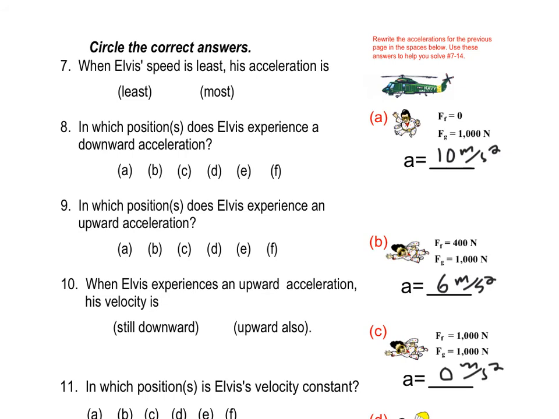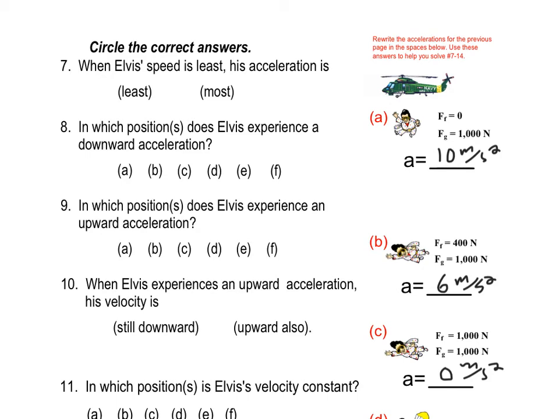Okay, now let's answer some conceptual questions and see if we actually understand what happens with a skydiver as they go down and a parachute opening up in terms of net force and free body diagrams. So number 7 asks, when Elvis's speed is the least, his acceleration is blank. Well, let's think about this. If you're jumping out of a plane, you're going to be going 0 meters per second, free fall, right when you start, so that's when your speed is the least.